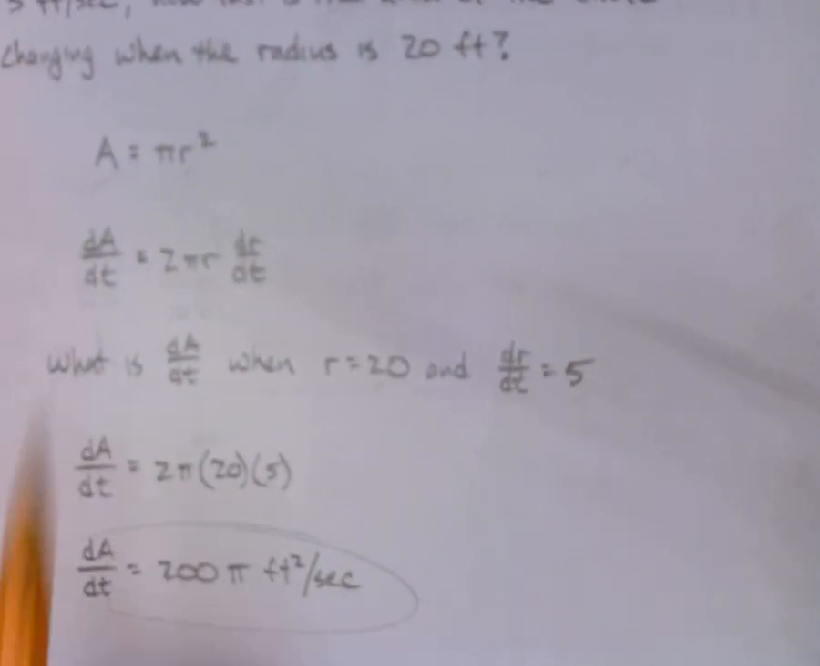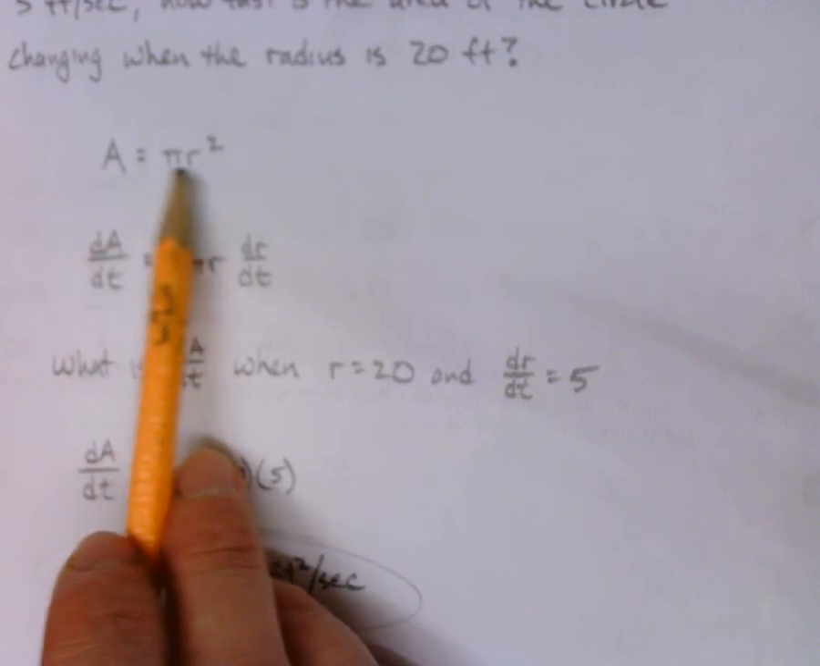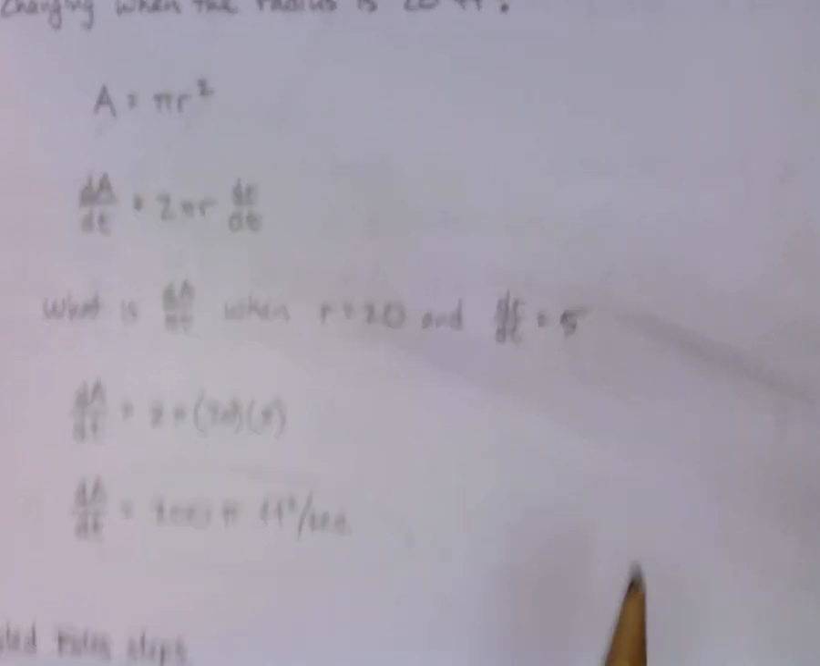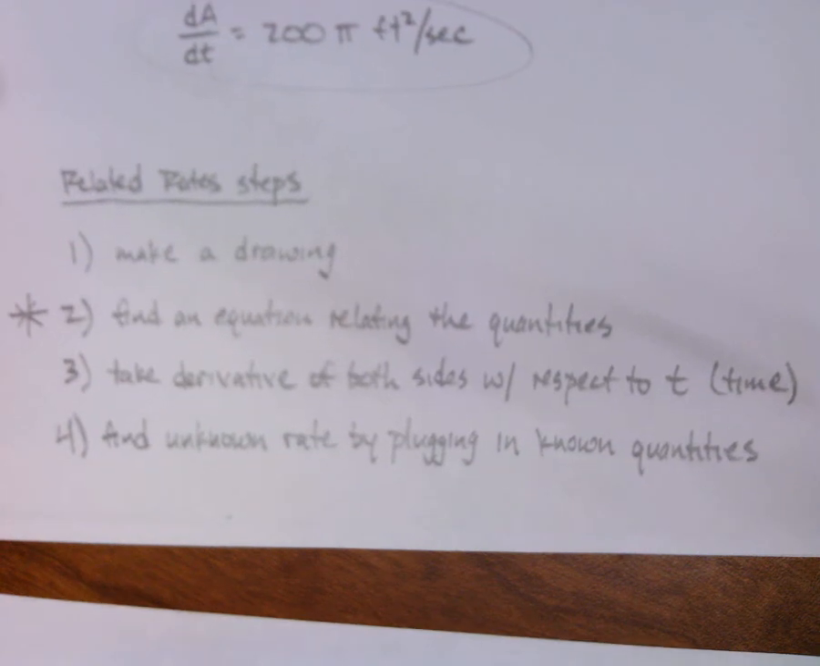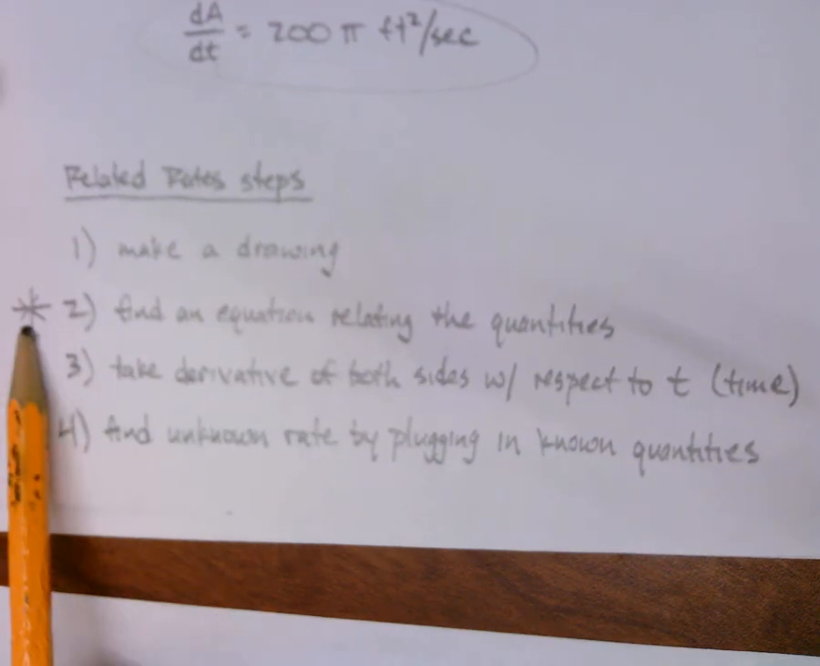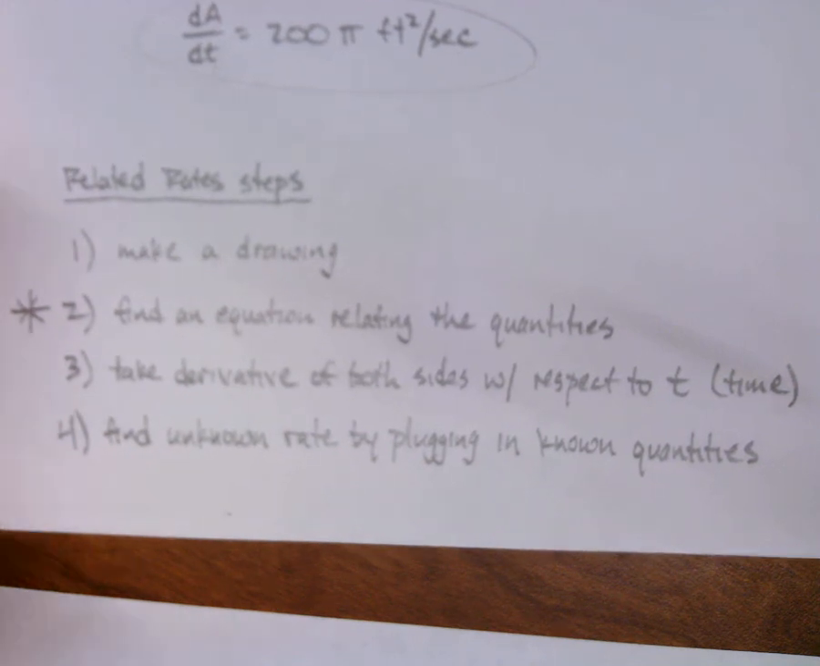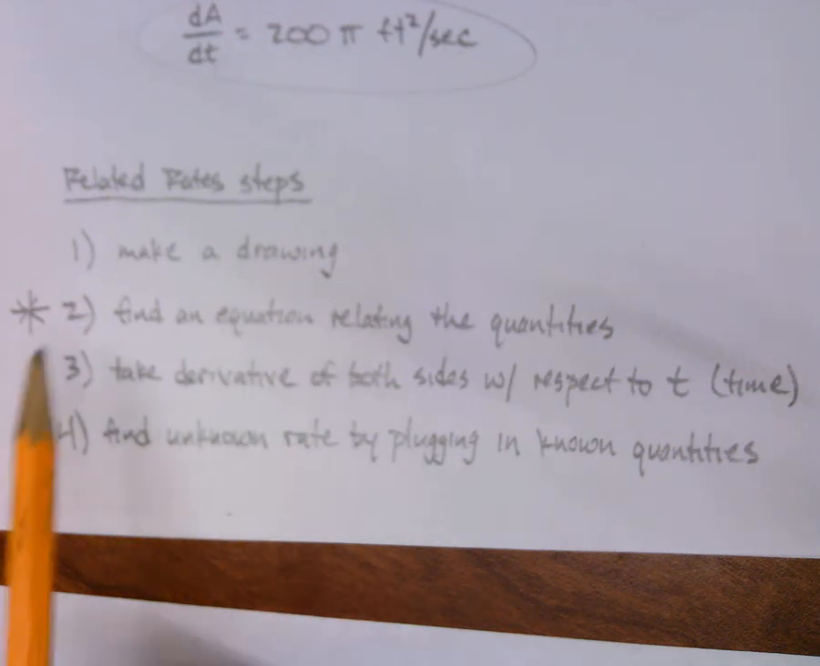In the problem we just did, the equation relating the quantities was area equals pi r squared. They talked about area, they talked about radius. We needed to know how those were related in an equation. I put a star next to that step because it can be that this is the most difficult. Just getting that equation, obviously that's key. You can't do anything until you have it, and it's based on your drawing a lot of times, so that can be the most difficult part, just getting the equation.